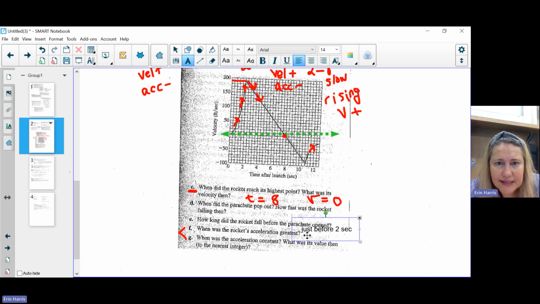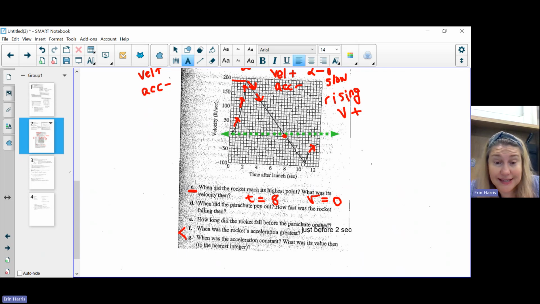Because 2 seconds is when we had that change, when the engine stopped burning. So just before 2 seconds is where that slope is the steepest, right up in here. Okay. When is the acceleration constant?